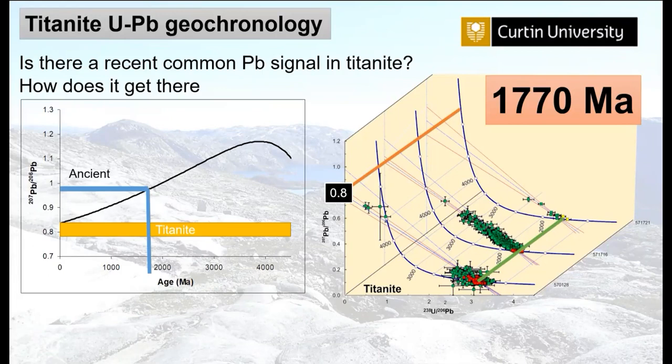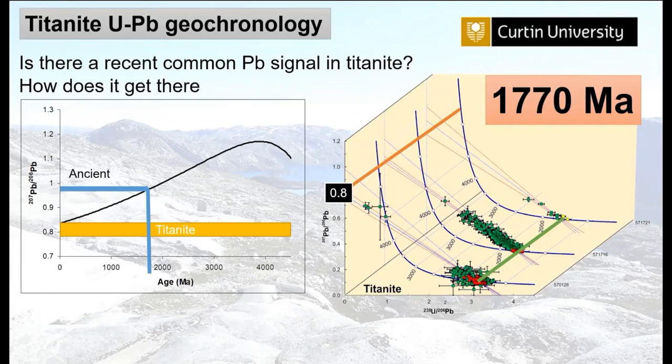Those intercepts don't really go around 1. They tend to be around 0.8. Around 0.8 is kind of consistent with modern day lead on average in terms of its 7:6 ratio. So that brings up the question: are we simply seeing a mixing line between radiogenic lead and modern common lead? Have these crystals somehow been able to exchange lead with the local environment?